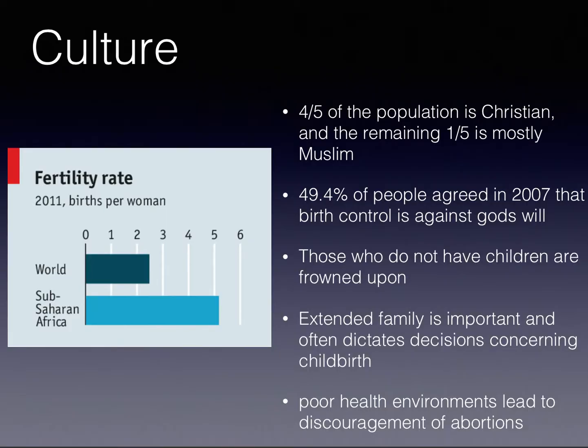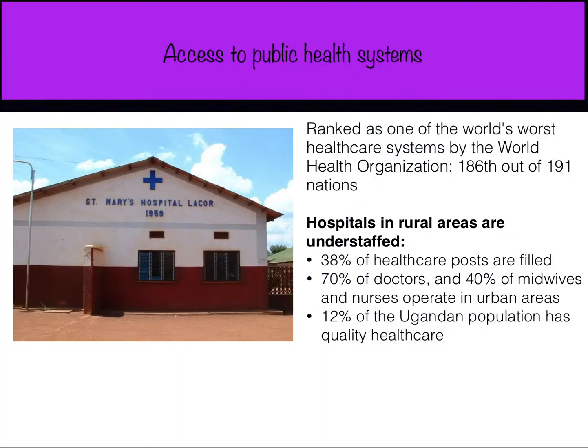Culture. 4/5 of the population is Christian, and the remaining 1/5 is mostly Muslim, as Rick already mentioned. Since Christianity doesn't support contraception, 49.4% of people agreed in 2007 that birth control is against God's will. Those who do not have children are frowned upon, and extended family is important and often dictates decisions concerning childbirth. And poor health environments lead to discouragement of abortions even by public hospitals.